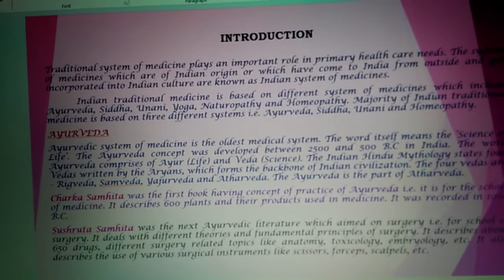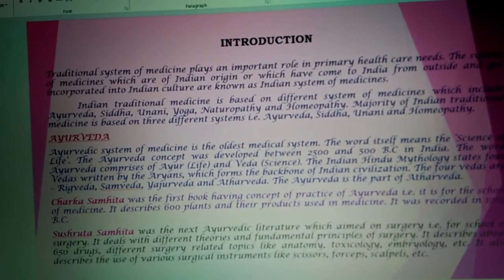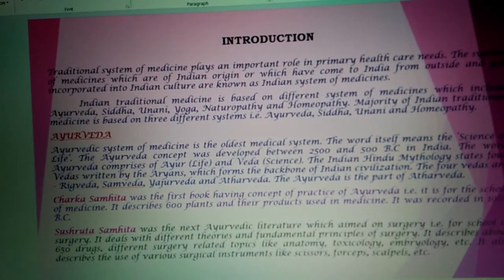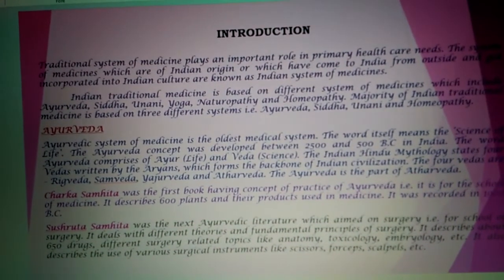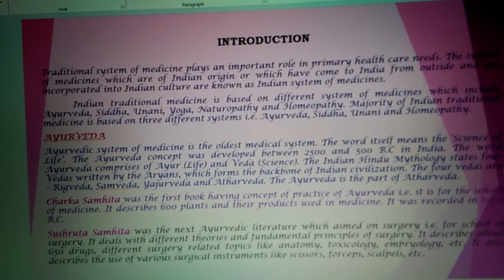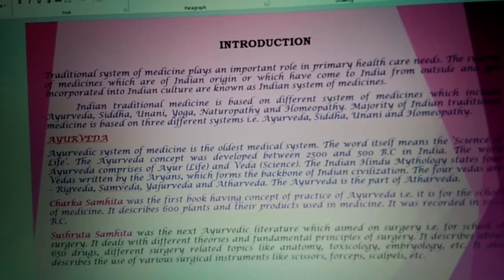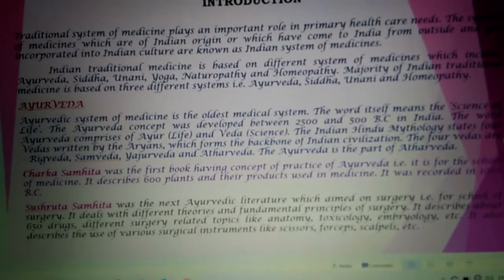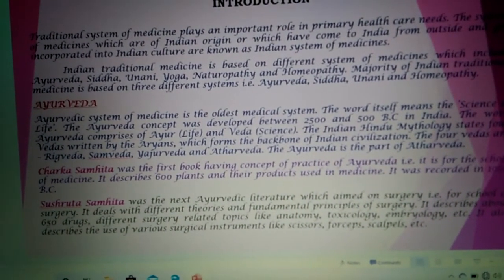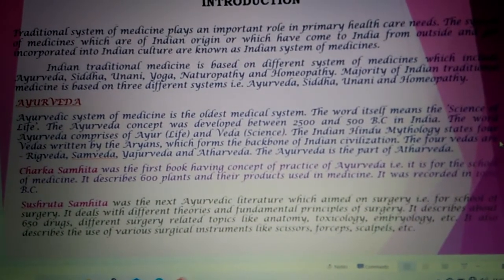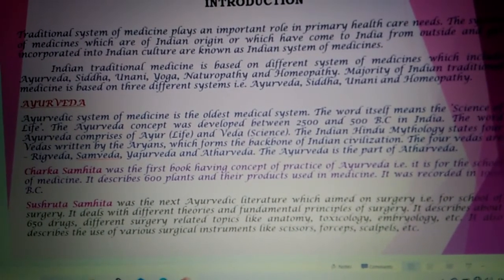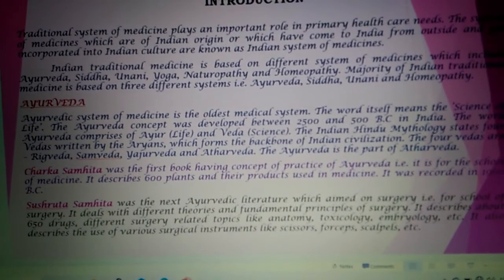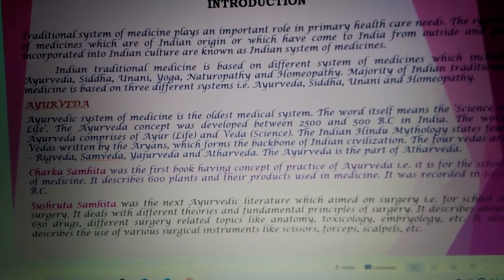Indian traditional medicine is based on different types of medicine, which include Ayurveda, Siddha, Unani, Yoga, Naturopathy and Homeopathy. The majority of Indian traditional medicine is based on the systems Ayurveda, Siddha, Unani and Homeopathy. Now I will be discussing Ayurveda. The Ayurvedic system of medicine is the oldest medical system. The word itself means the science of life. The concept of Ayurveda was developed between 2500 and 500 BC in India.